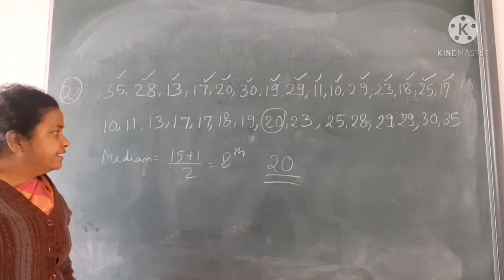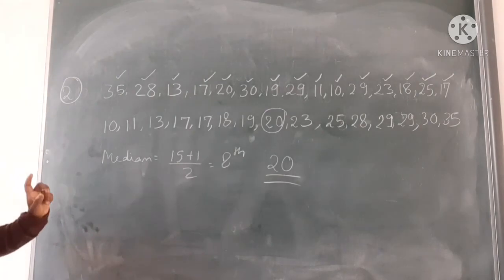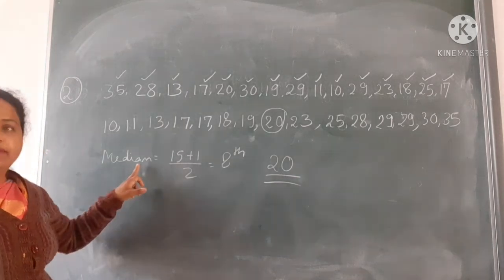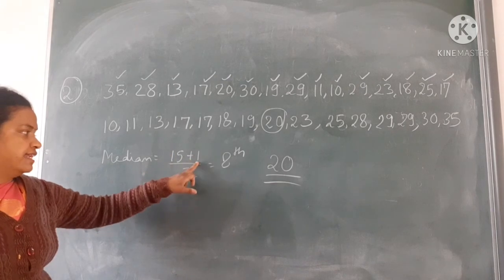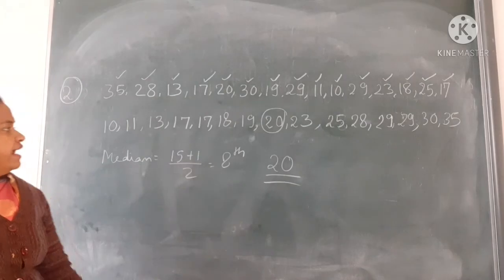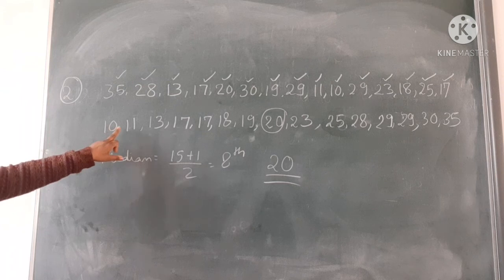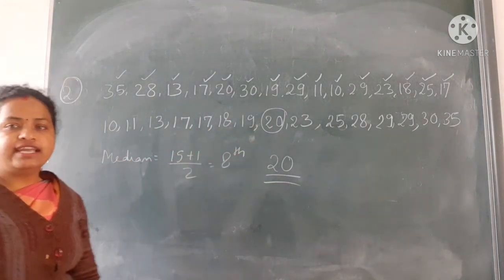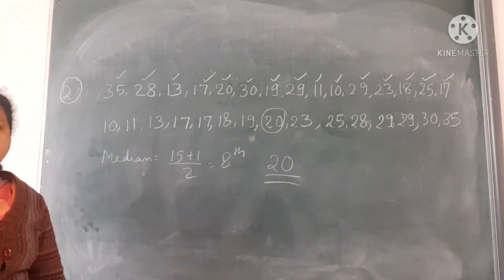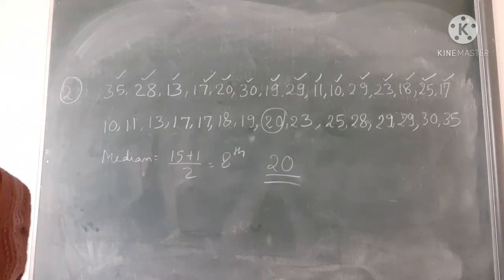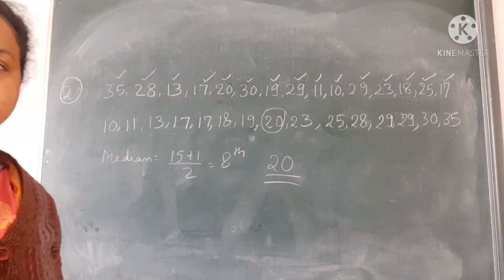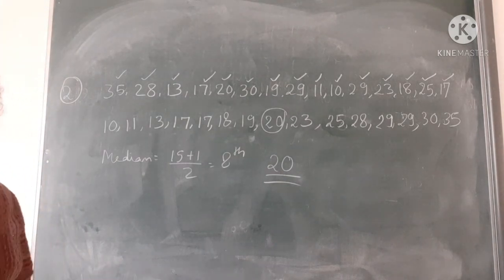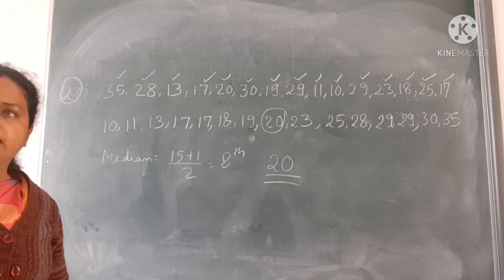After writing in ascending order, see how many terms there are. There are 15 terms in total. The median is (15+1)/2, that is 16 upon 2, the 8th term. Counting 1, 2, 3, 4, 5, 6, 7, 8, the 8th term is 20. Okay, now this self practice 15B is completed.